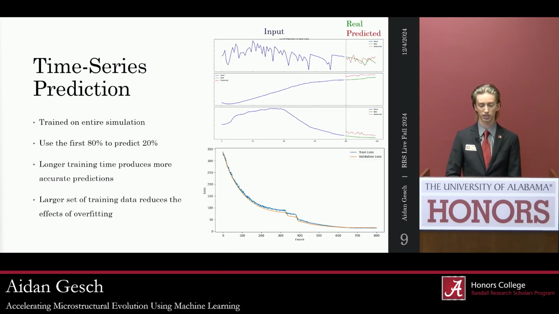The second use for machine learning is predicting the evolution of the microstructure with time. In my case, training data includes the entire simulation series, but the first 80% is labeled as input and is used to train the model to predict the last 20%. The upper figure is an example of how these predictions work, and the lower figure is the average loss over time while I was training the model.